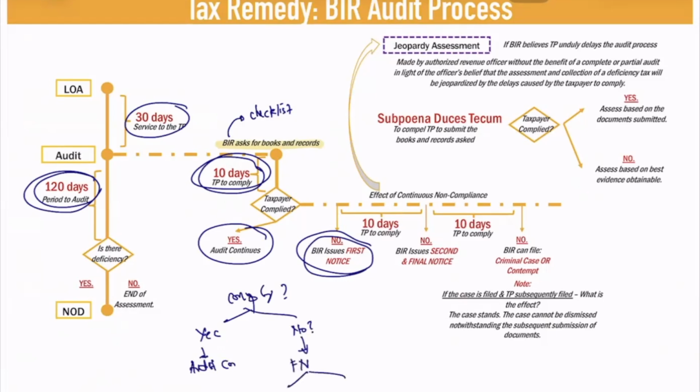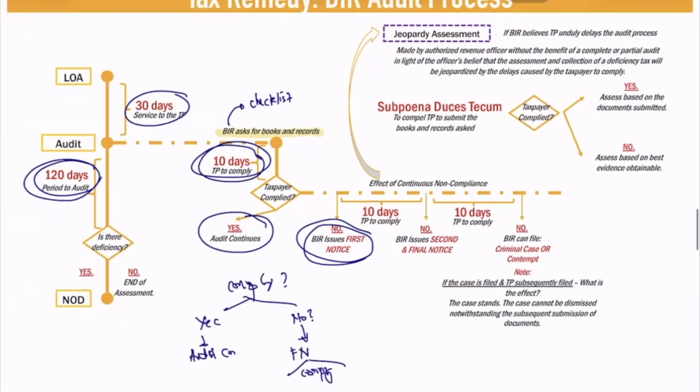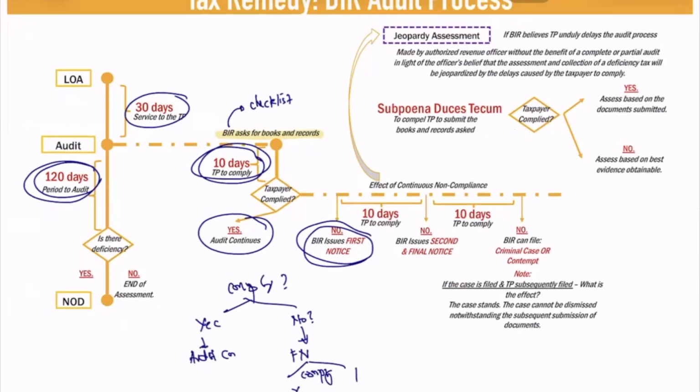And then again, did the taxpayer comply? If your answer is yes, audit continues. If the answer is no, you are now given a second and final notice. If it complies, yes, audit continues. If it is still no, then the BIR can now file a case for contempt, or there will be a criminal case. So you are only given 10 days to comply.